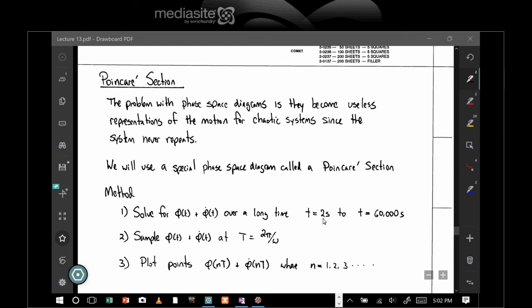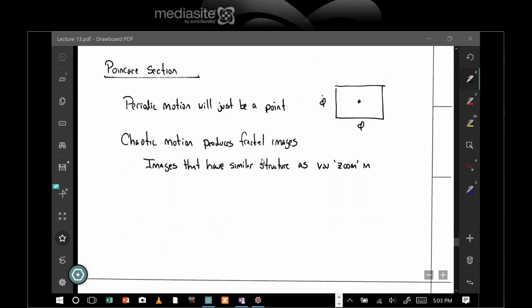Probably should even do it for a longer time, but what I do is I go from 2. And why do I start from 2? Because I want to get rid of the transients. I go from 2 to 60,000 seconds. Then I take phi and phi dot, and I sample it at t, and then I make a phase space plot of all those points where n is 1, 2, 3, all the way up to 60,000, of phi and phi dot. Let's take a look at that phase space plot.